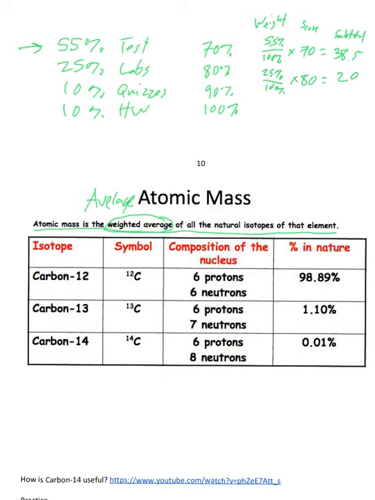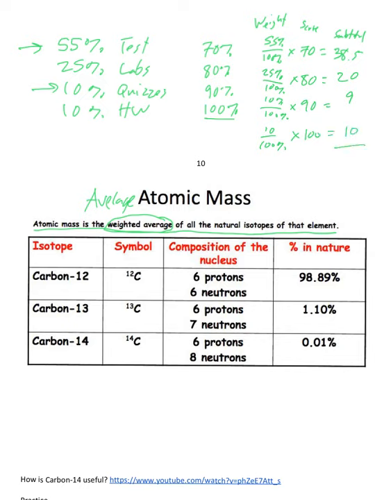On my quizzes, I'm getting a 90%, but 10% of my grade counts for quizzes. So 10% out of 100% of my grade is quizzes. I multiply that by 90, and I get 9. And then 10% of my grade out of 100% is homework. I multiply that by my score, which is 100%, and I get 10.